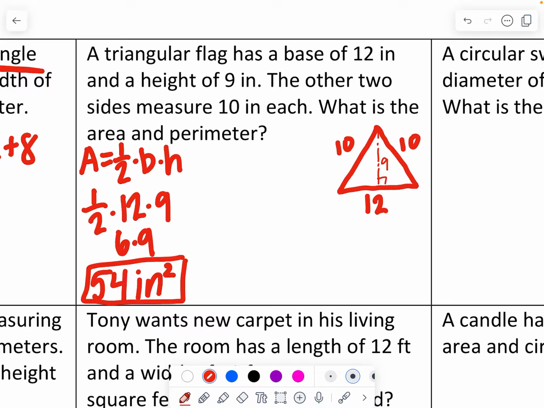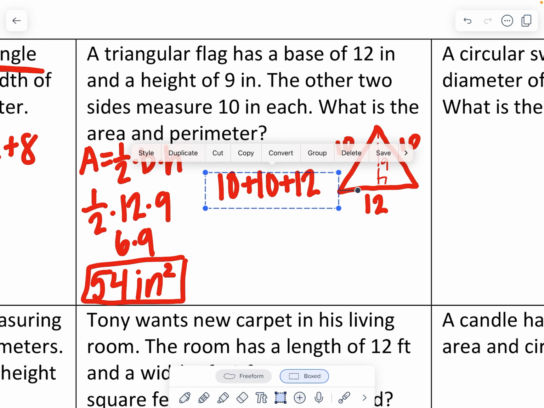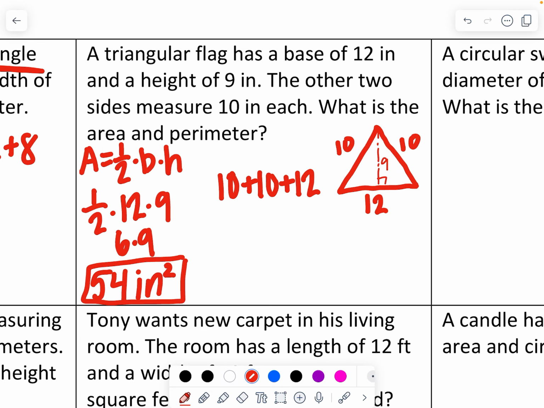Now for the perimeter, we have to add all three sides. And 9 is not a side. 9 is the height of the triangle, but it's not a side. So we would add 10 plus 10 plus 12, and that's going to get us the perimeter. Well, 10 plus 10 is 20, and then 20 plus 12 is 32. So we get 32 inches. Hopefully that's making sense.